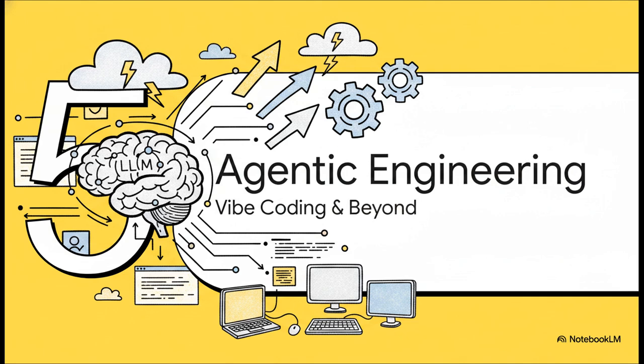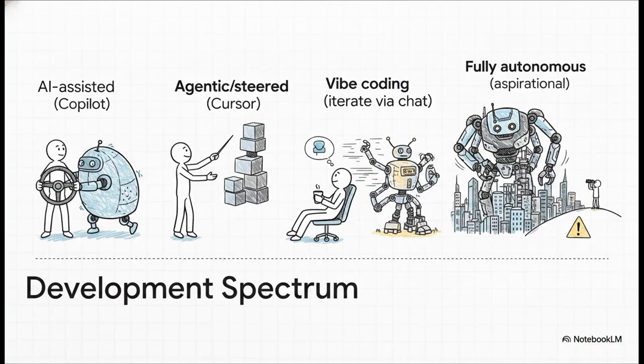All right, Section 5, Vibe Coding to Agentic Engineering. Let's zoom out for a second and look at how the actual day-to-day job of software engineering is fundamentally changing because of these tools. Development right now sits on this really fascinating spectrum. On one end, you have traditional AI-assisted autocomplete, think GitHub Copilot. Then you step up to agentic or steered development using editors like Cursor, where you're actively directing an agent to tackle massive tasks, and you're just reviewing the differences.